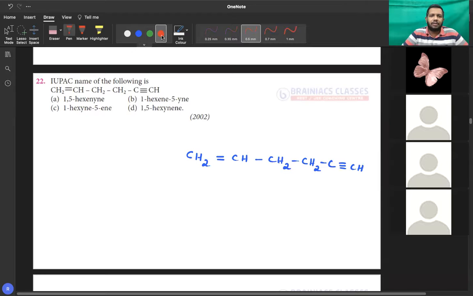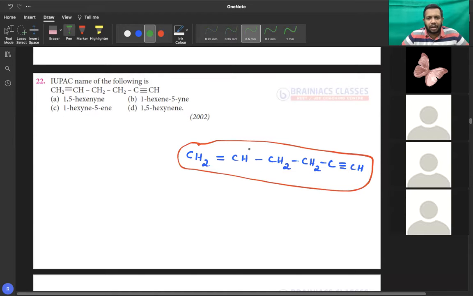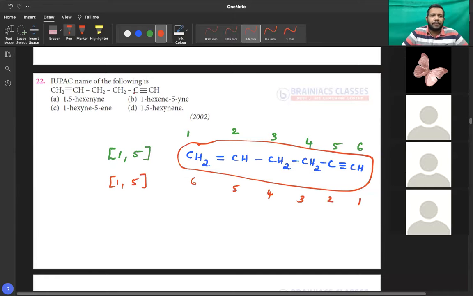Again, this is my parent carbon chain. There is no doubt in that. There is only one linear chain. Next thing is numbering. If I do the numbering from left to right or right to left, you are going to get the same numbers. But I should give priority to the double bond. So I will number from here 1, 2, 3, 4, 5, 6. If you have doubt, you can put the locants: 1, 5 will come. If I number the other way, 1, 2, 3, 4, 5, 6, here also the locants are 1, 5. But the priority should be given to the double bond, so this is chosen as the answer, and this numbering is wrong.